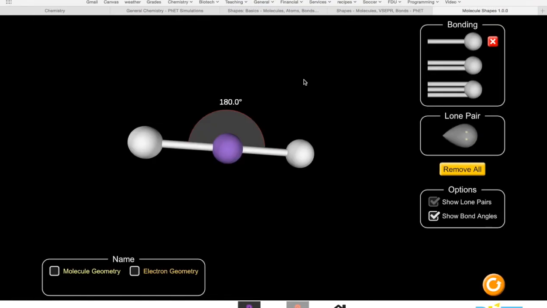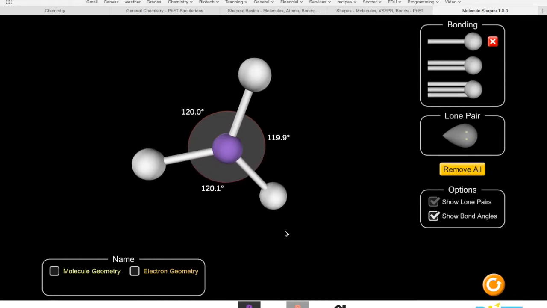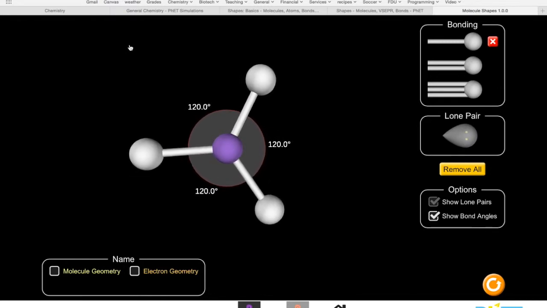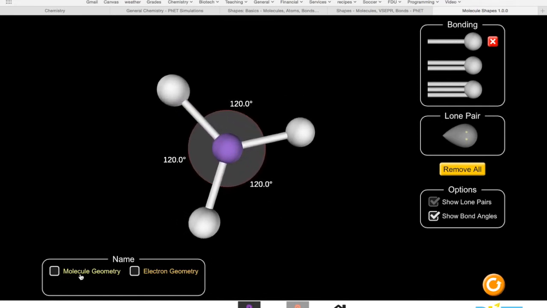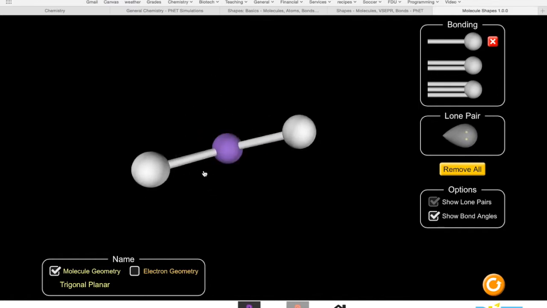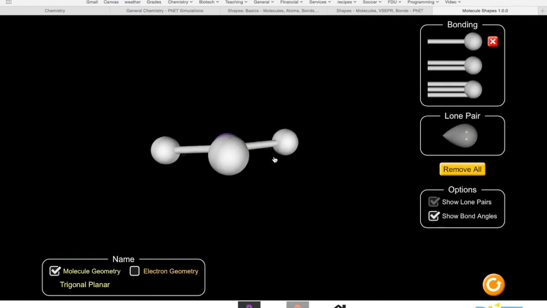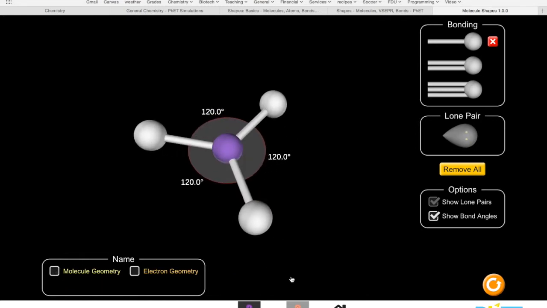And if I go back to my modeling program, and I add a bond, you'll see that all the angles are 120 degrees, okay? So it looks like that. The name of this compound is trigonal planar because all the bonds are in one plane. All the elements are in one plane.